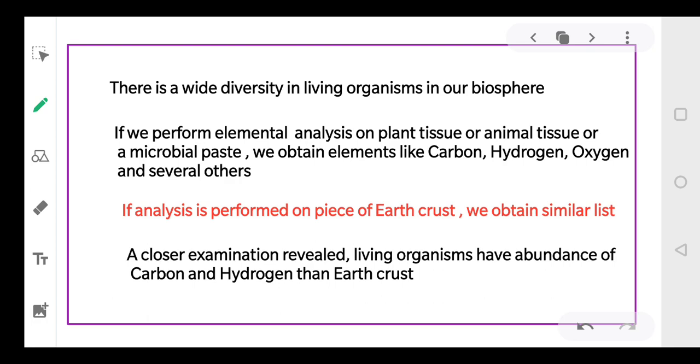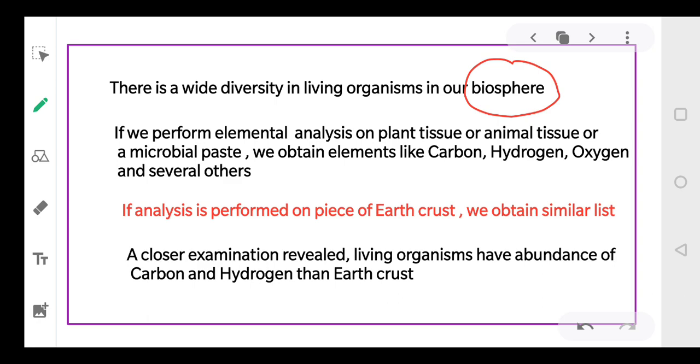We know that in nature, dear students, if you look around yourself, you'll find that there is a wide variety of living organisms in our biosphere. Now, do you know what a biosphere is? Life only exists in the biosphere. Can you tell me what a biosphere is? There are three spheres on our earth. The sphere of air is called the atmosphere. The sphere of land is called the lithosphere. The sphere of water is called the hydrosphere. And all these spheres together constitute another sphere, which is called the biosphere, where all your existing life is present.